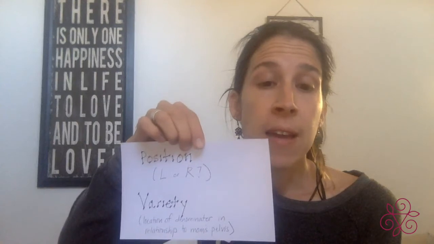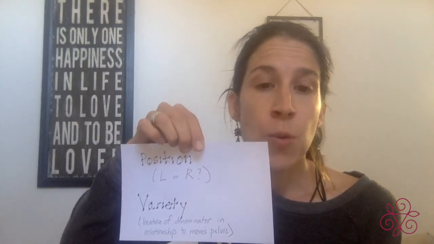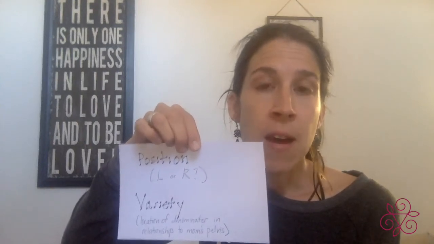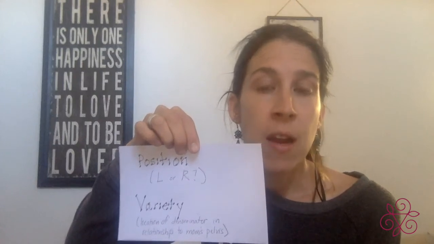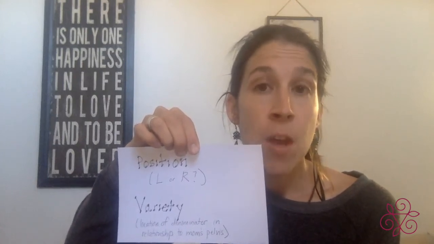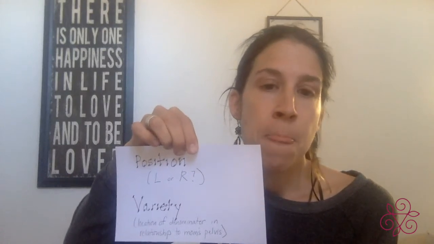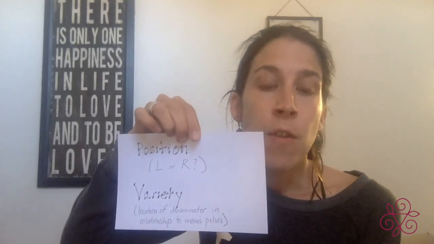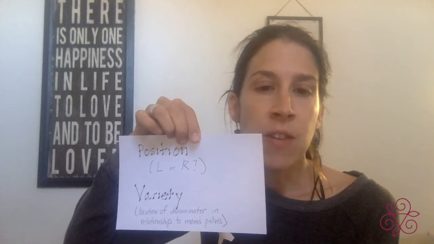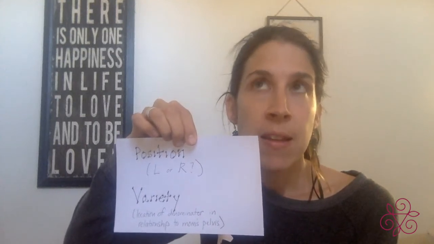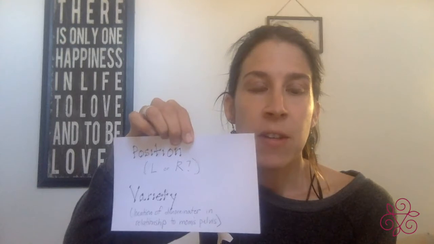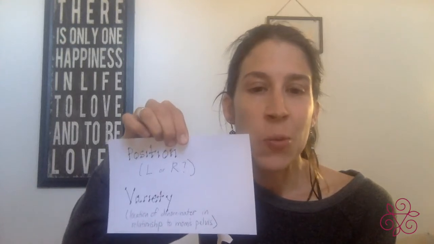So technically, position refers to, is the baby on the left or the right of the mom's body? Or in the middle. Babies aren't always to one side. Variety is the next word. And stay with me here because I have to explain this in a way that I understand it too.